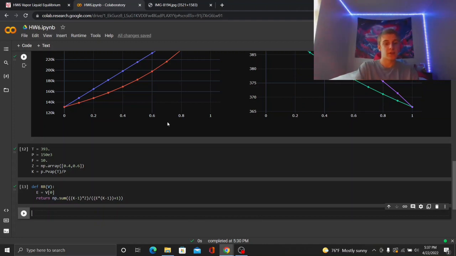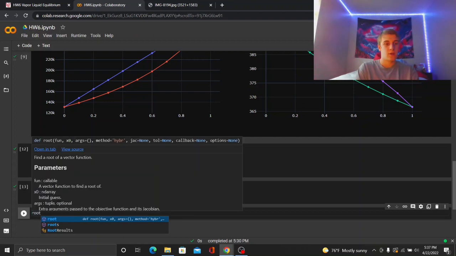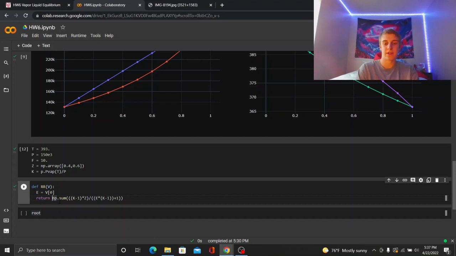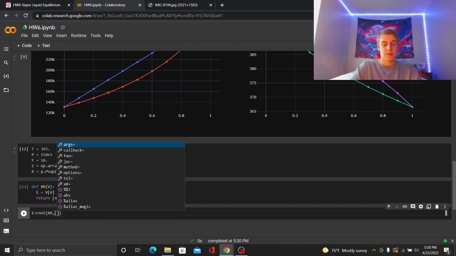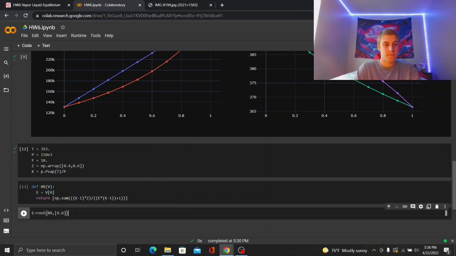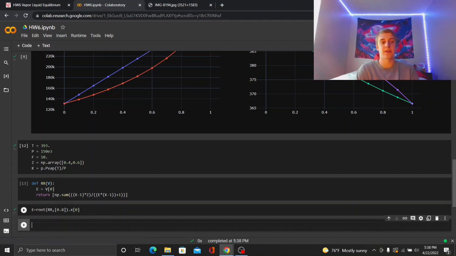So now we can use our root solver. And one thing that I forgot to do is that we will want this to be an array. So our root solver is going to run through this for values of E until it equals 0. So this is going to equal E, and we're going to do the root solver of our function right here, RR, and then we just have to supply a guess, like 0.8, and then we're going to want the X attribute and the first index. And that is going to help us get our future values that we want to solve for as well.